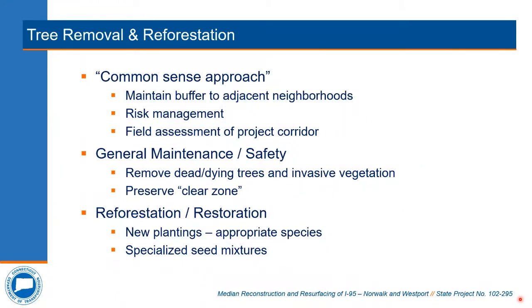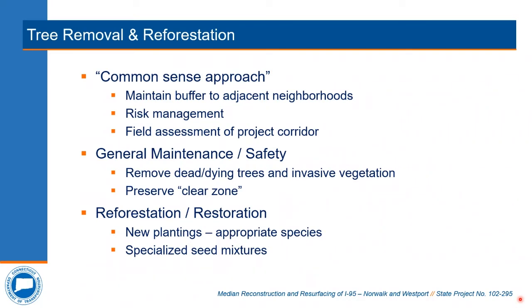From past projects and presentations, we are keenly aware that the clearing of trees along the highway is a sensitive topic. To this extent, for 102-295, we have sought to employ a common sense approach that maintains a buffer to adjacent neighborhoods and residences while also employing principles of risk management to ensure that trees or limbs that pose a potential hazard to the traveling public could be addressed.